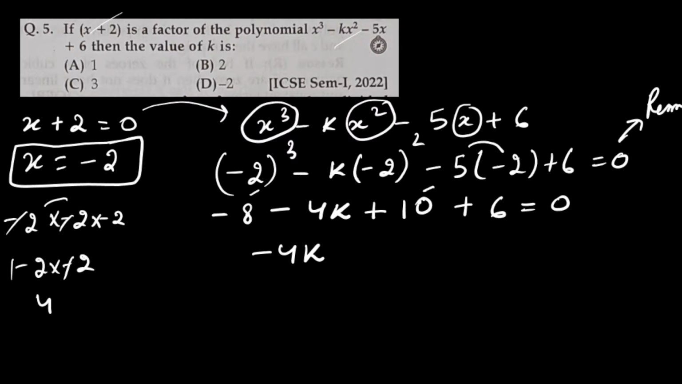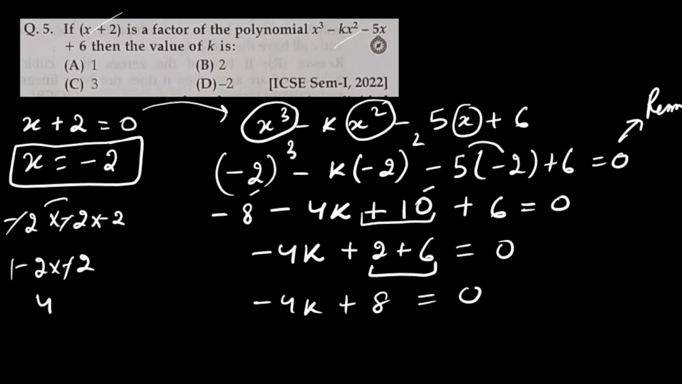So plus minus is minus. 10 minus 8 is 2, but positive 2. The sign of the greater number is positive. 2 plus 6 is there. So again these two are like terms: minus 4k plus 8 is equal to 0.